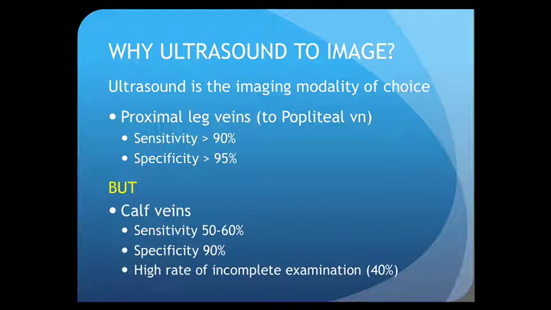But one of the things that you do need to remember is that in other areas, it's not actually quite so good. In particular, if we start looking at the calf veins, the sensitivity drops to only 50 or 60%. The specificity is still very high, but there is a high rate of incomplete examinations. Similarly, it's not quite as good, it's more technically challenging if we're looking at upper limb DVTs as well.